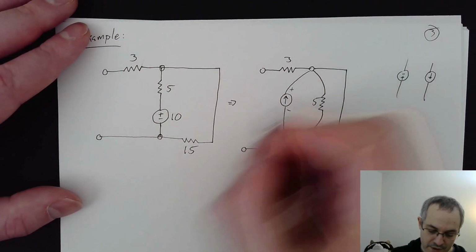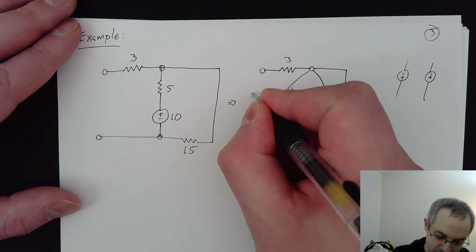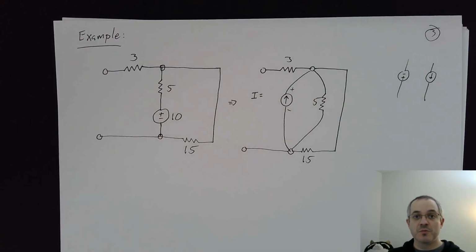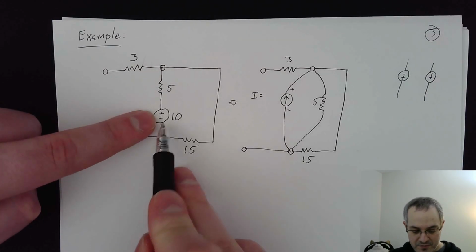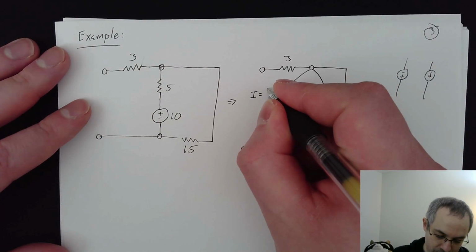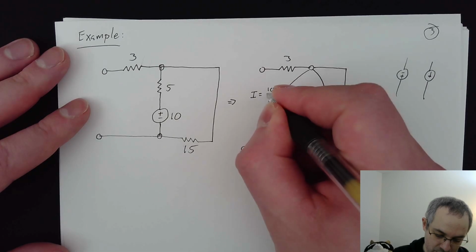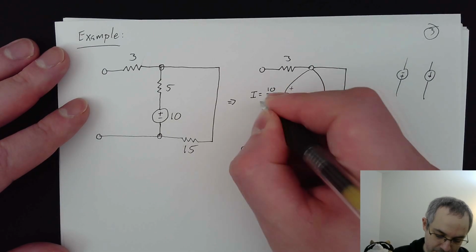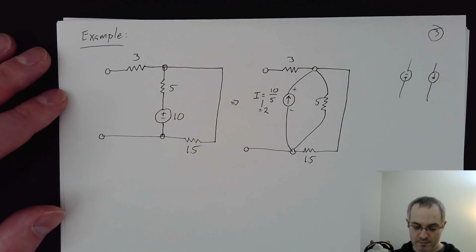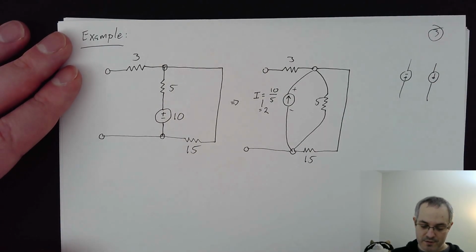The current here we'll just say I equals, remember that's just Ohm's law that uses the voltage and the resistor there. So it's going to be the 10 over 5. It's going to be 2. So 2 amps right there. That's it. And then we can add those two together. They're in parallel.